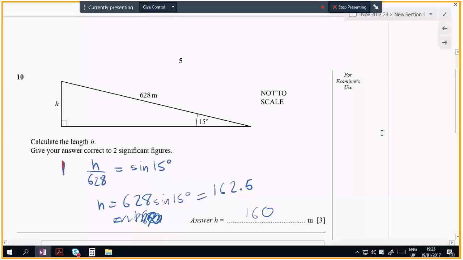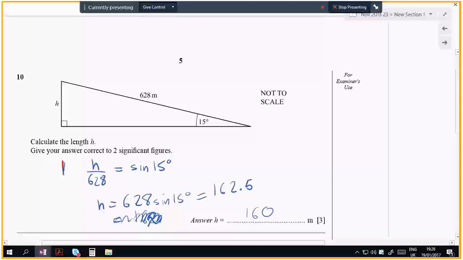Questions 10 and 11, the easy trigonometry. Calculate the length h in this right-angled triangle. Well, we know the hypotenuse and the angle. So we know the hypotenuse. We're interested in the opposite side, so it's a sine question, from SOH CAH TOA. Sine of 15 degrees is h over 628.